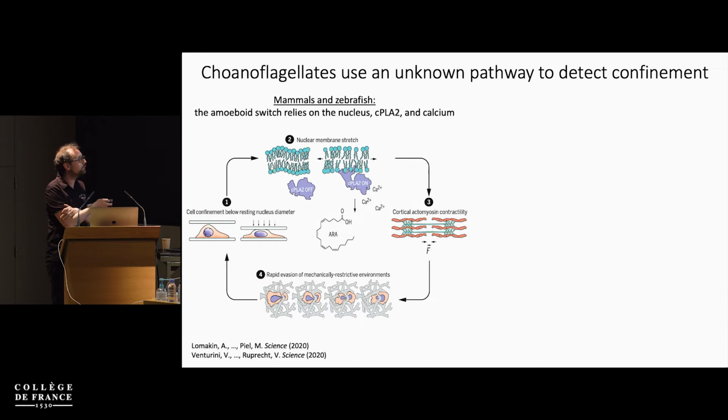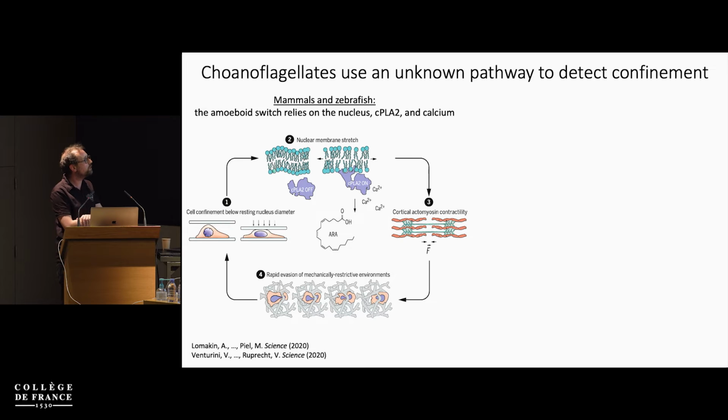One very open and unsolved question is what is the nature of the pathway that detects confinement and triggers the switch? There is one that's known from vertebrate cells, again from Mathieu Piel and Verena Ruprecht and their collaborators. What they could show is that in vertebrates, the sensor of confinement is the nucleus. The nucleus is a little bit squeezed. It triggers unfolding of the nuclear envelope, and it activates a protein called cPLA2, which is a phospholipase. And together with calcium, cPLA2 activates actomyosin contractility. And this is what makes vertebrate cells become amoeboid when they're confined.